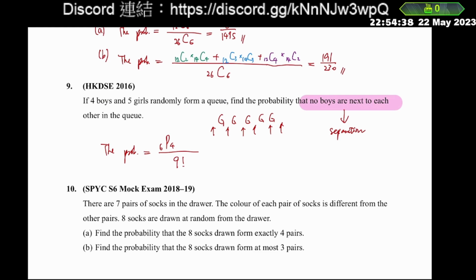And then after handling the boys, the girls themselves can also permute, therefore the girls 5 factorial, and that will be the answer. So it is 6P4 times 5 factorial over 9 factorial, and then the answer will be 5 over 42. So this is a DSE question, and DSE also asks for separation questions. I think it's about 1 or 2 years.